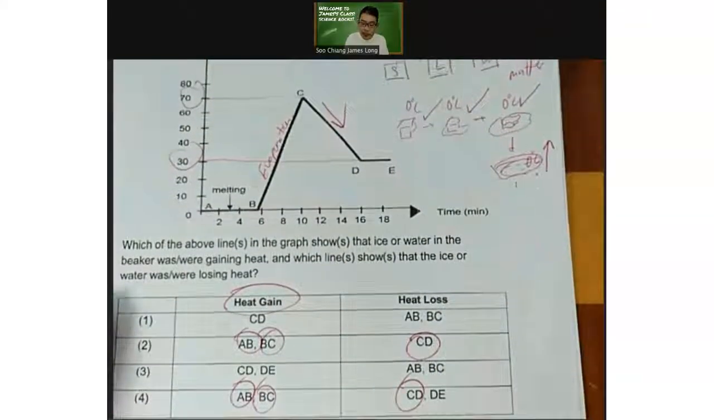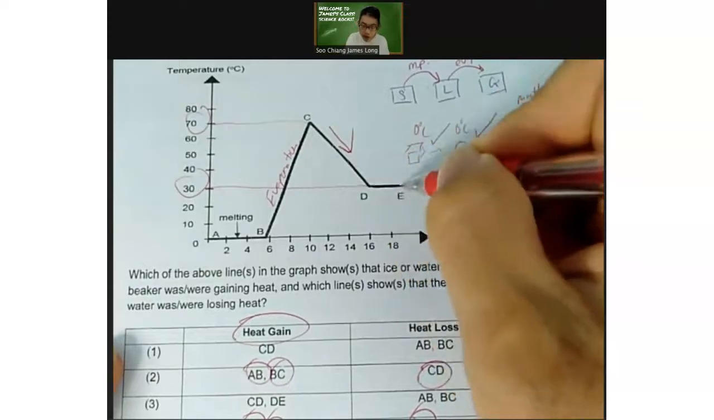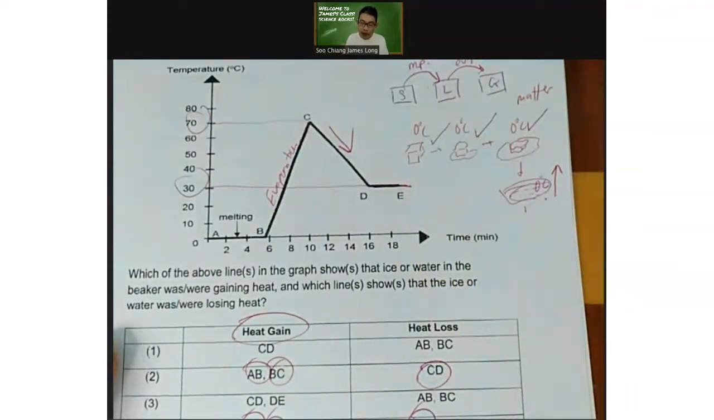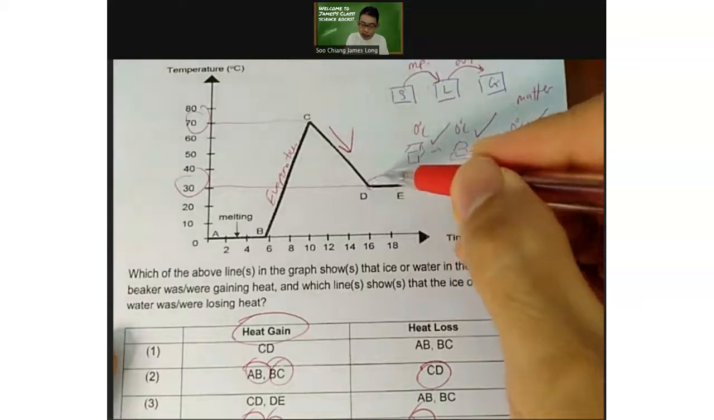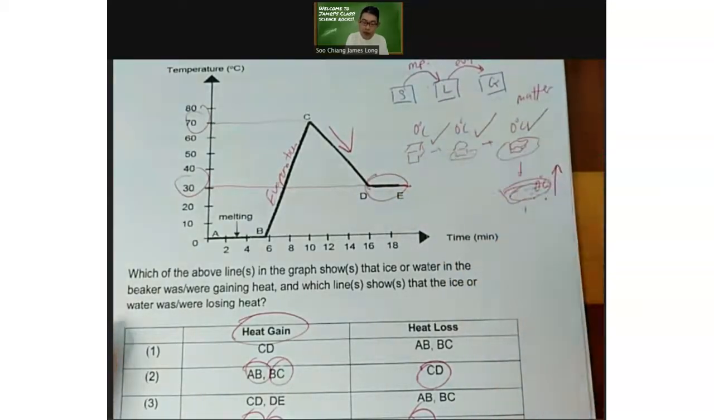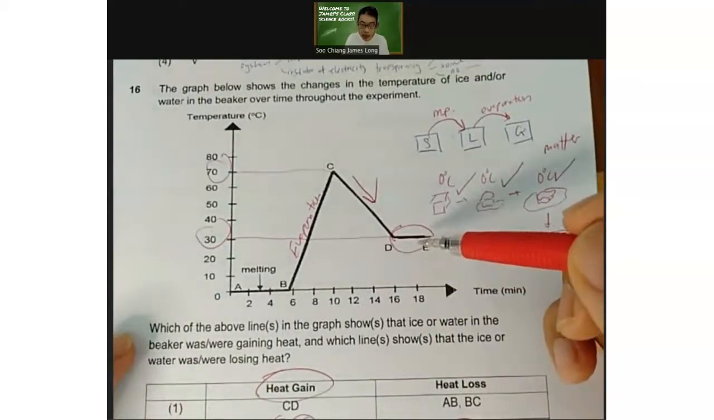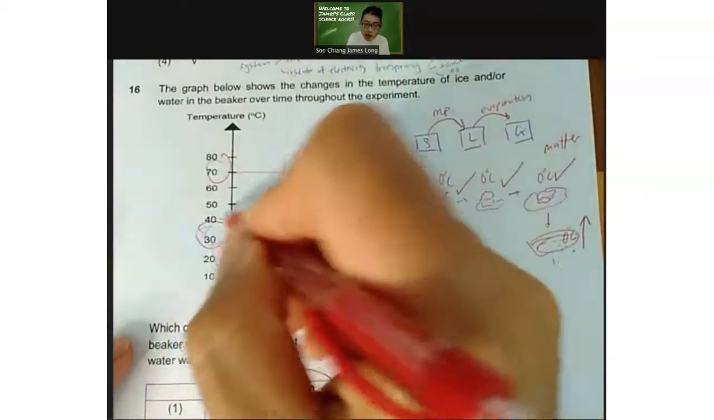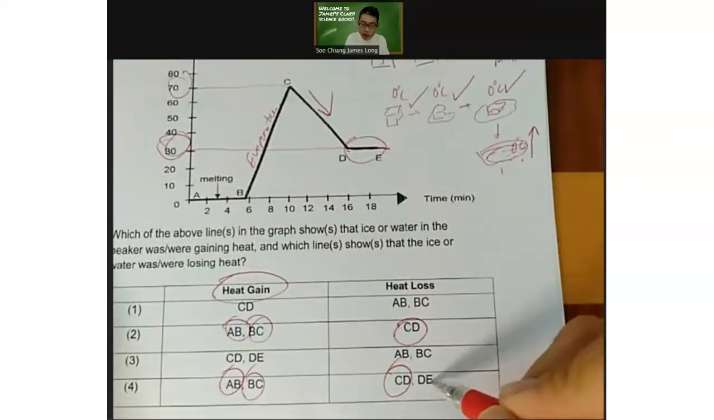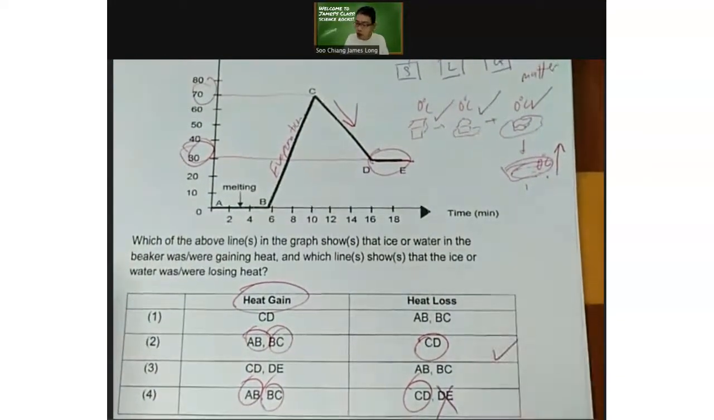Now, what is DE? Notice that at DE the temperature remains unchanged, a flat line, right? So right now there's no heat gain nor heat loss because the temperature of the water at DE is exactly the same as the room temperature of this room. For this room that this experiment is conducted in, the temperature is 30 degrees Celsius. So DE, no heat loss. Therefore, the answer here is 2 for question 16.